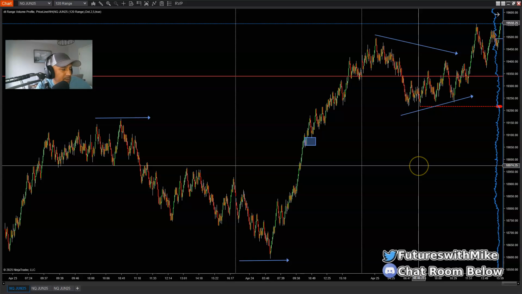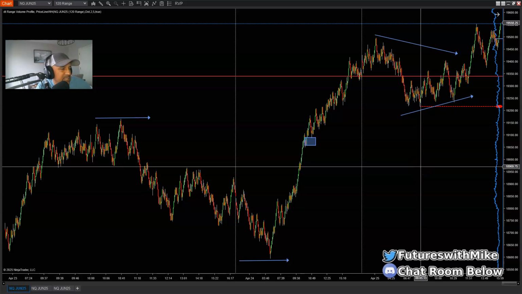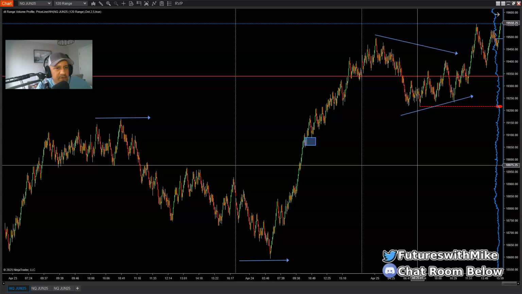Okay, but that's pretty much all I want to talk about today. Was the difference of major versus minor areas of structure.